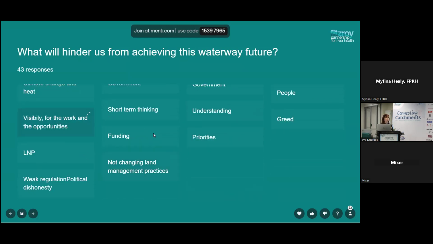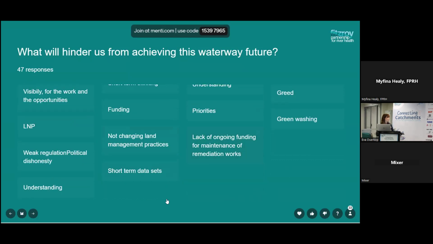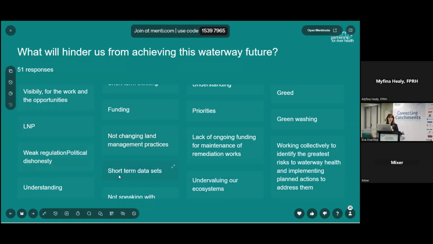Visibility for work and opportunities. That's something we talk about a lot in report card world, because obviously we're all about reporting and communicating what's happening. So for us, this is a really important one of how do we report on and make visible what's happening. LNP. Elections on this weekend, people.